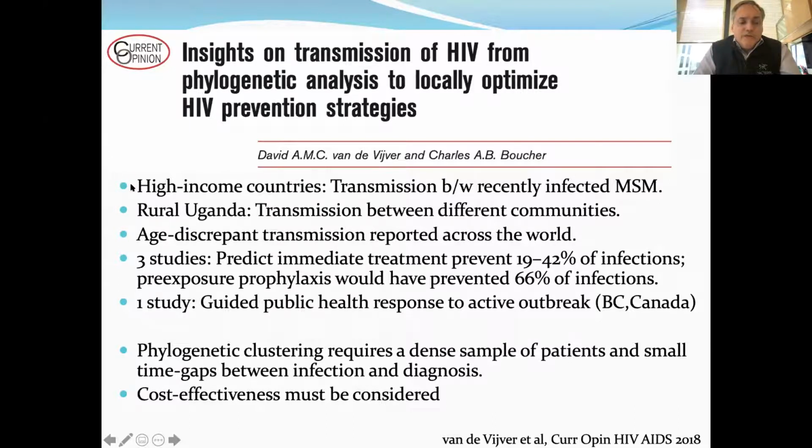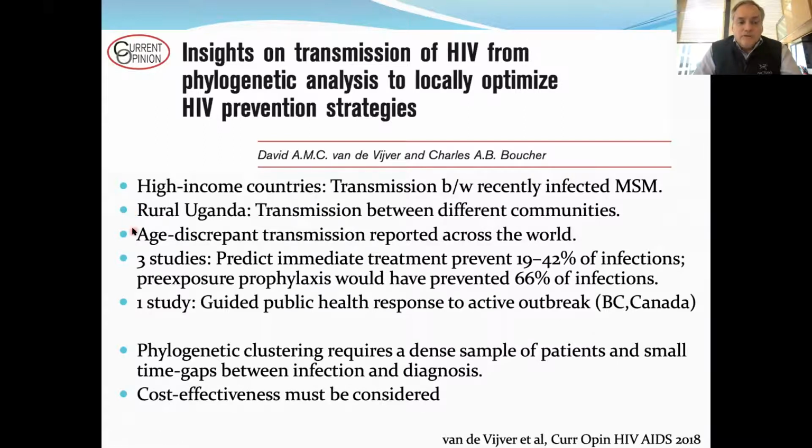As they point out in their review, in high-income countries a lot of that transmission is between recently infected MSM, with a focus on the acute phase of infection when viral loads are very high and people are more apt to transmit. But it's taught us a lot about the rural setting, especially in South Africa, where transmission between different communities tends to occur, which indicates a lot of travel-associated transmissions that need to be contended with, as opposed to a local community approach.